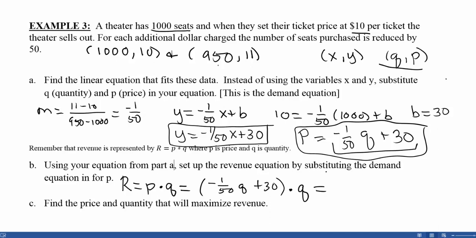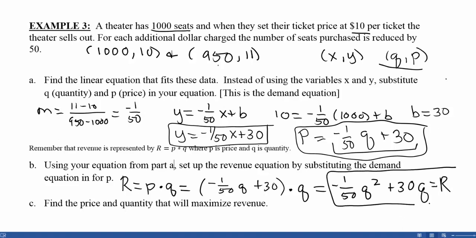Now I can distribute that Q through and simplify a little. So I'll get negative 1/50th Q squared plus 30Q. So that's my revenue equation for this particular model. And again, I got this set up by plugging my demand equation in for P and then distributing the Q.